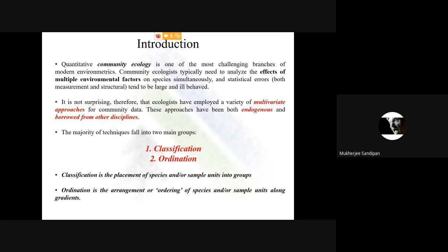But it is a bit complicated. I think it will be better if biologists come forward and explain the classification methods. Rather, I'll focus on ordination method. Now, what is ordination method? Ordination method is an arrangement of order of species and or sample units along the gradients.